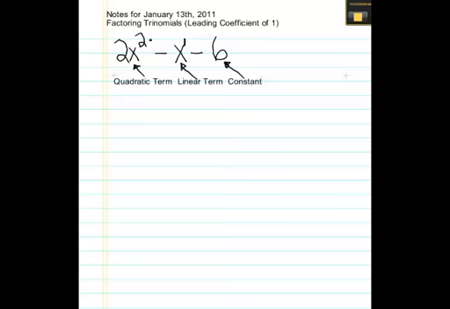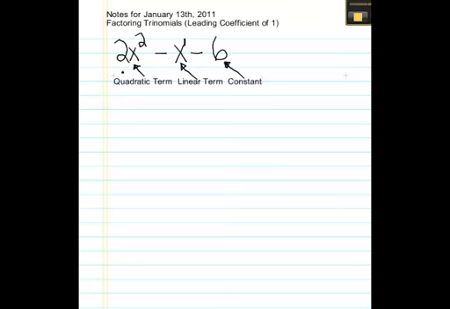Quadratic terms are ones that have variables with an exponent power of 2. Linear terms are ones where the variable has an exponent power of 1. And constant terms are basically just numbers. There's no variable, there's no exponent on the variable. Okay? And again, coefficient 2, coefficient -1, constant. Okay? Leading coefficient is 2.